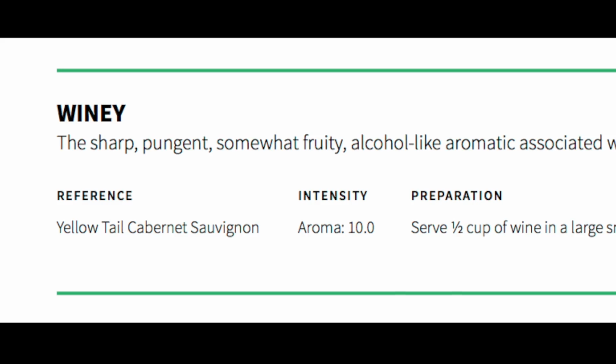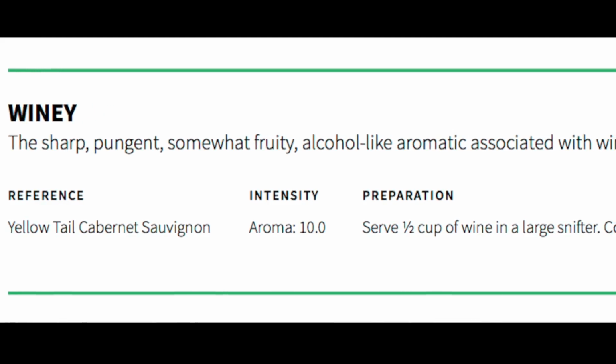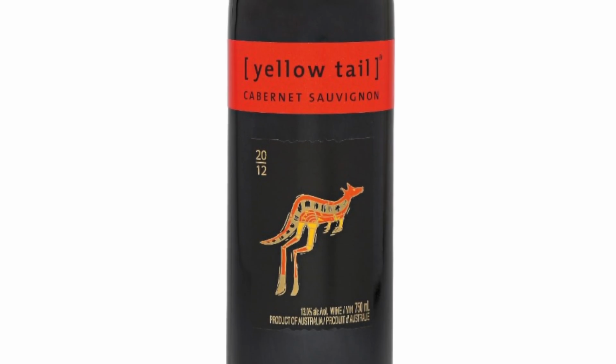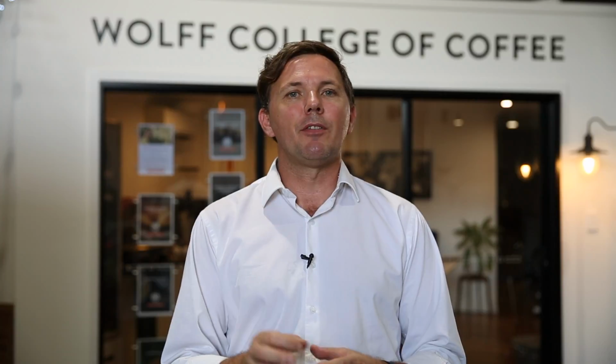One of the things that was very interesting to me was what they defined as wininess. A product that's very familiar to us Australians, the Yellowtail Cabernet Sauvignon, is used as a reference for the wininess in coffee. So it goes through all of these flavour attributes and pairs each with a specific product. There will obviously be some difficulties in getting some of these products because it's very American specific, but generally speaking it gives you a great reference to start working from.